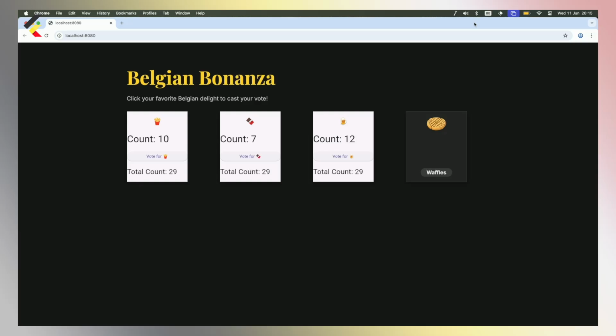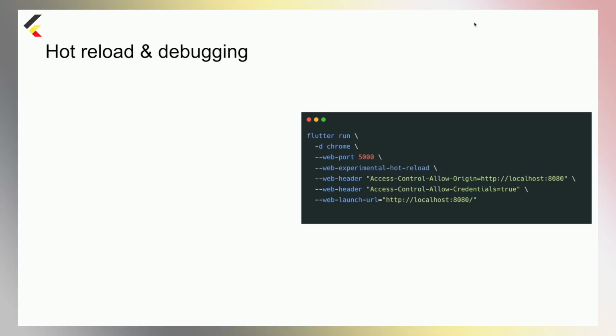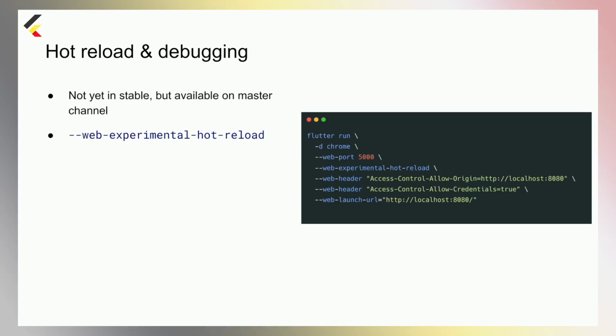So now there are a few things that we need to do for this, but don't worry, I've written most of them here. Let's see, there's my demo app. Okay. So hot reload and debugging. This is the fairly complex run command that I used for this. And I have to make one note. This is currently not yet on stable, but the fix is already available on the master channel to use this for embedded applications. So we'll see this very soon.